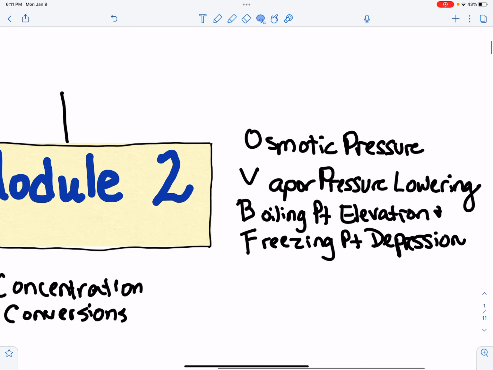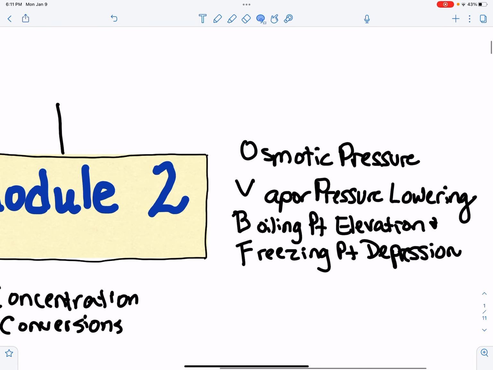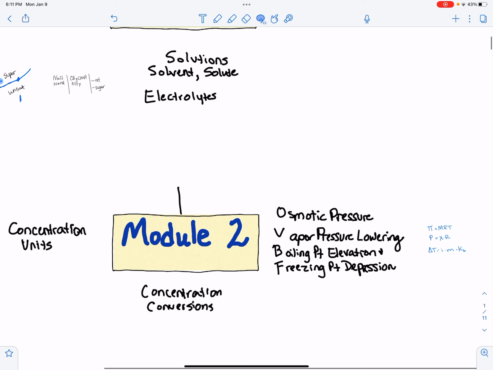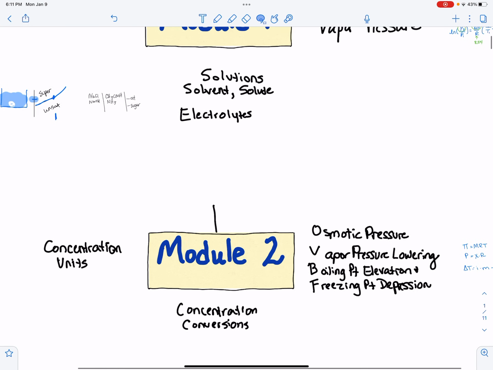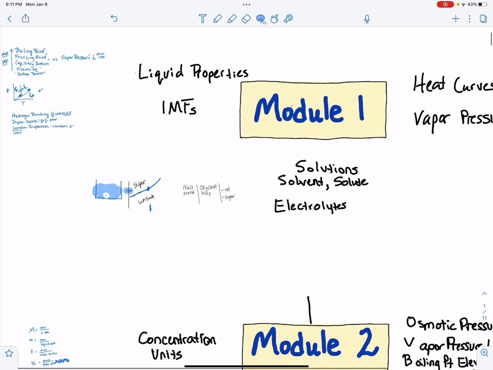Then we're going to move into formulas. So what this is, if you've got a solution, you learn about solutions up here. A solution is going to have some things change as compared to the pure liquid property. We learned about boiling point, freezing point, and vapor pressure as a pure liquid, and that pure liquids have them.